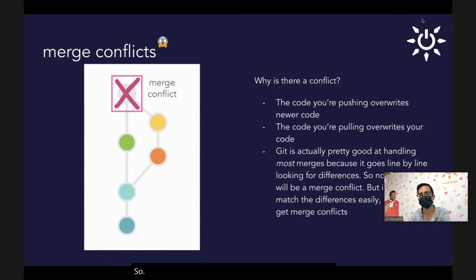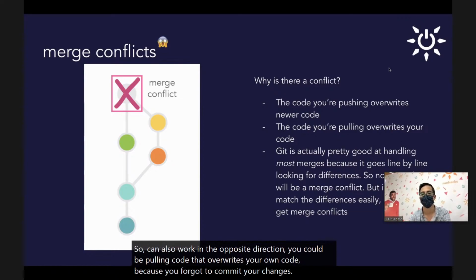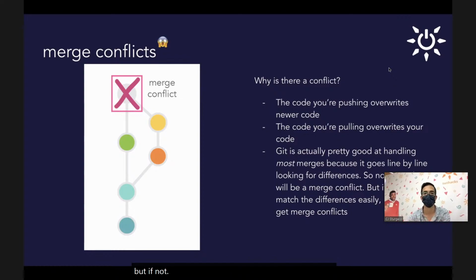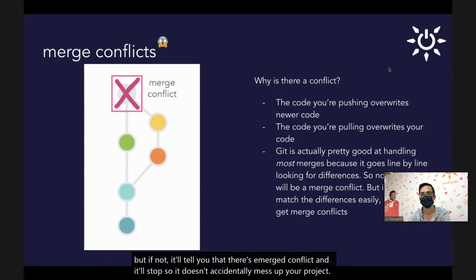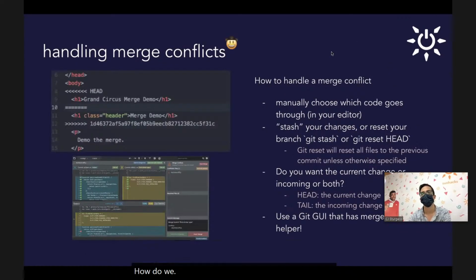So it can also work in the opposite direction. You could be pulling code that overwrites your own code because you forgot to commit your changes. For the most part, Git will try to handle it automatically for you because it can figure out the differences. But if not, it'll tell you that there's a merge conflict and it'll stop so it doesn't accidentally mess up your project. So when that happens, how do we handle it?